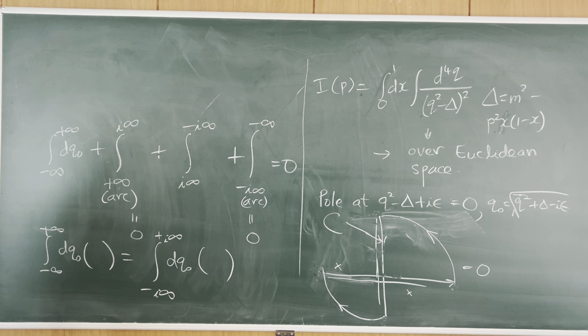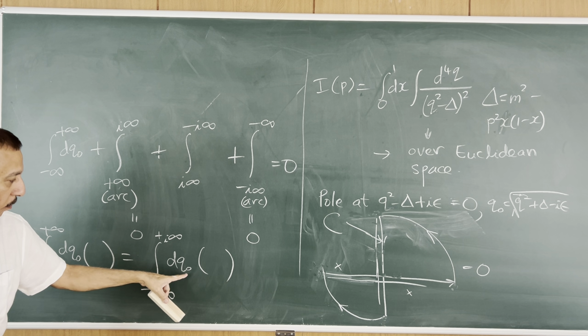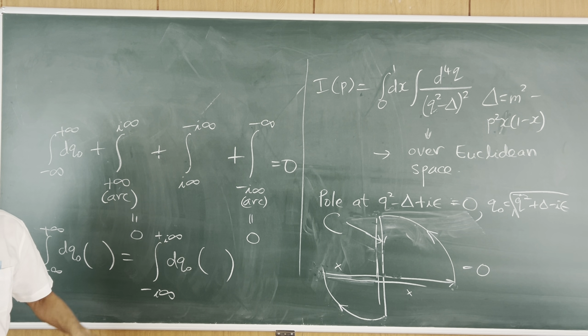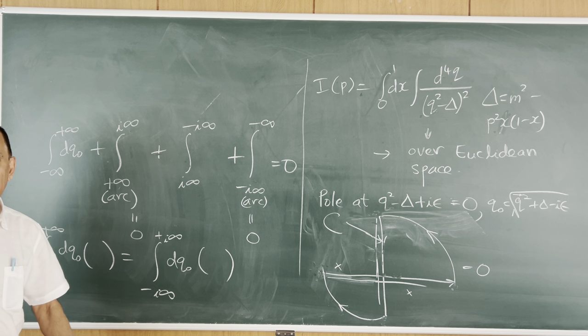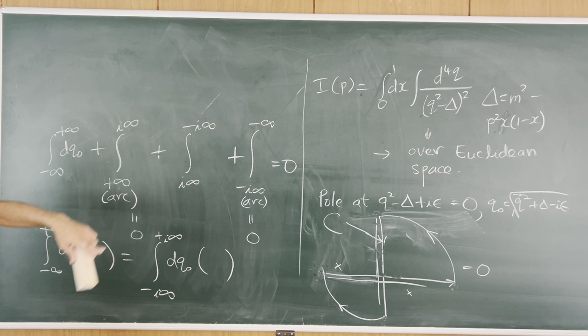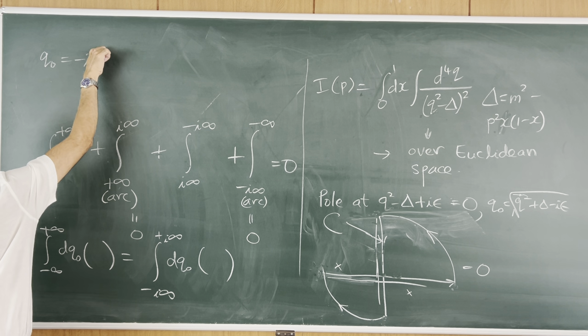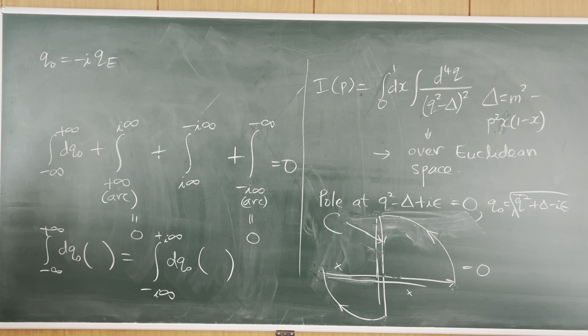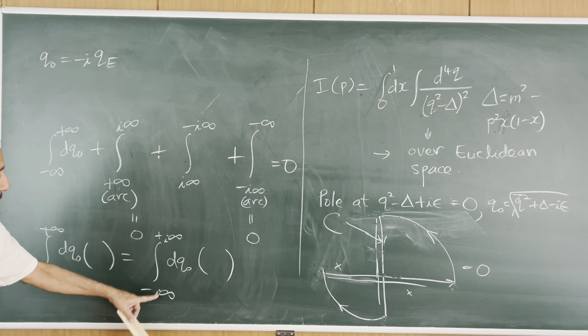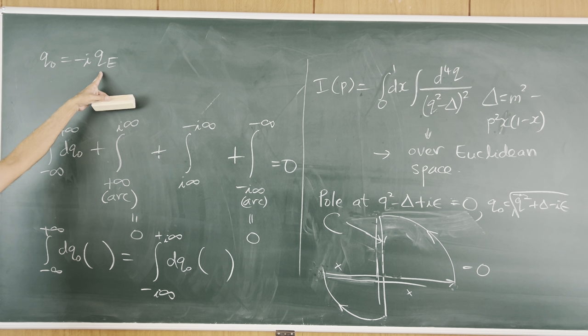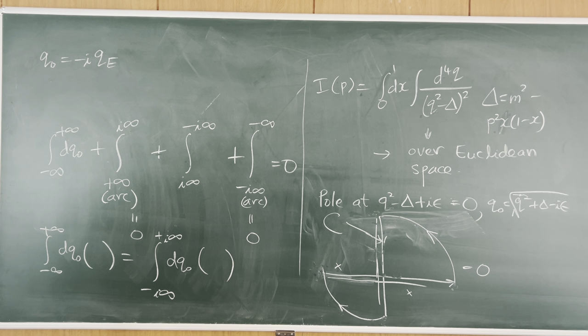Of course, it's not nice to have an integral of a variable which I then take from minus to plus i infinity, because I have to always remember that q0 is therefore imaginary all over the contour. So I simply define q0 equals minus i qE, where E stands for Euclidean. Okay, so it's a new variable. If q0 goes from minus i infinity to plus i infinity, then qE goes from minus infinity to plus infinity. And now all I need to do is make the substitution there.